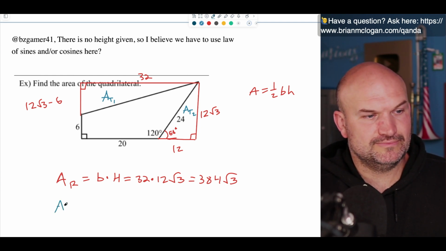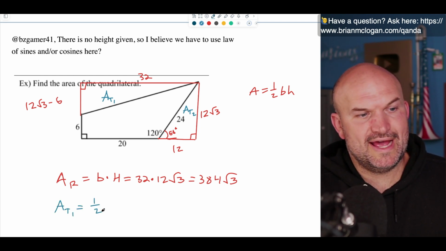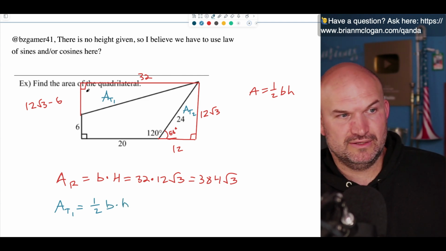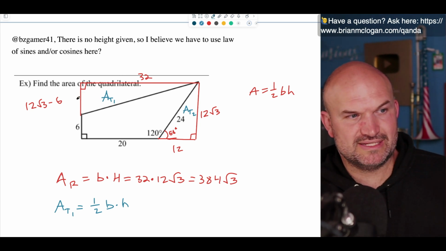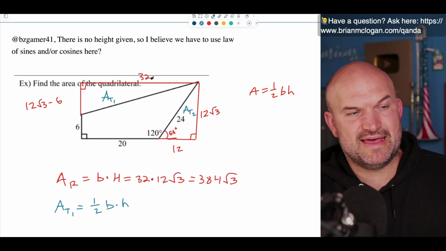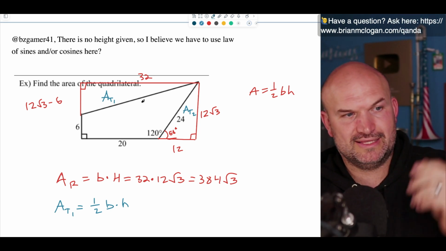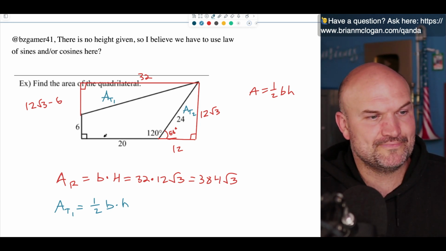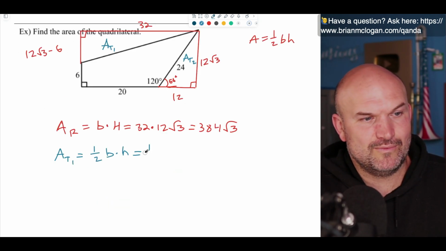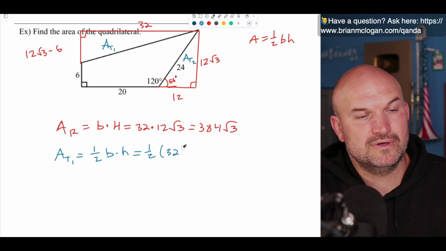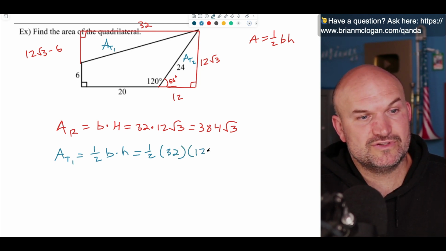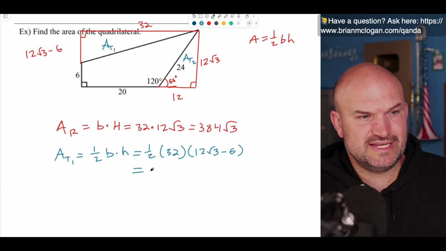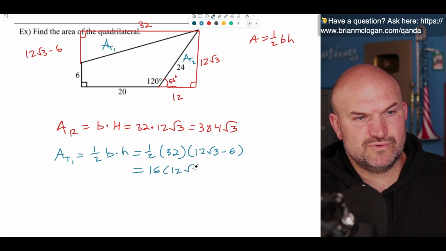Let's call this the area of triangle 1 and this the area of triangle 2. The area of triangle 1 is 1/2 base times height. It doesn't really matter which is the base and which is the height, so let's do 32 as the base, and that would be the vertical distance as the height. So we have 1/2 times 32 times 12 square root of 3 minus 6. That's going to be 16 times 12 square root of 3 minus 6.